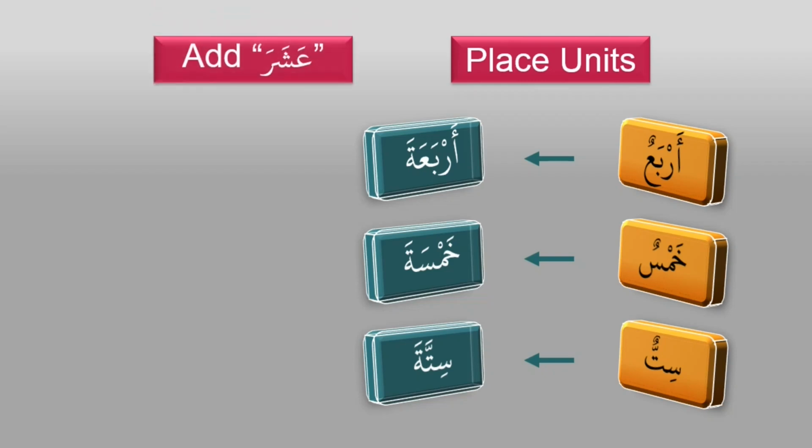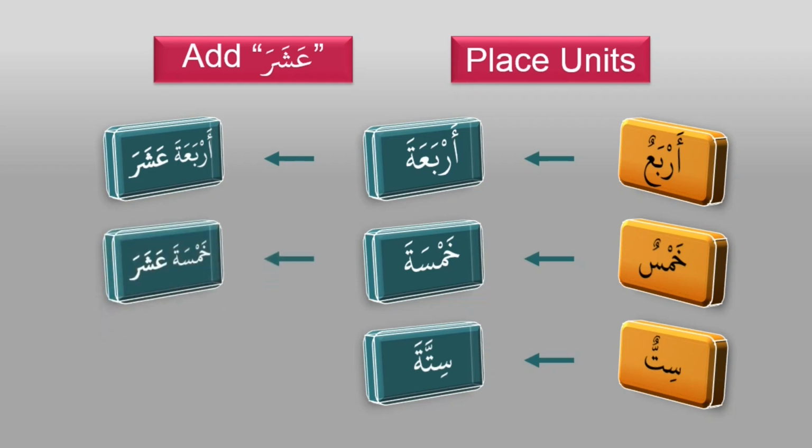So when we add Ashara to Arba'ata, we get Arba'ata Ashara, which is 14. When we add Ashara to Khamsata, we get Khamsata Ashara, which is 15. And when we add Ashara to Sittata, we get Sittata Ashara, which is 16.